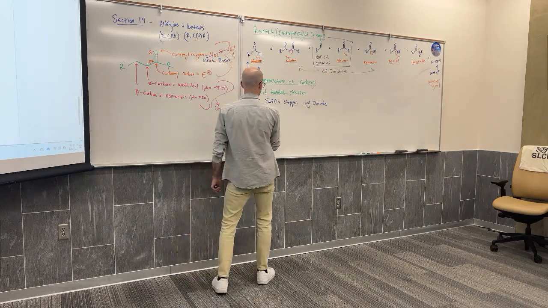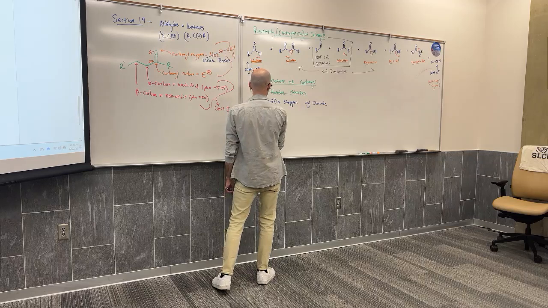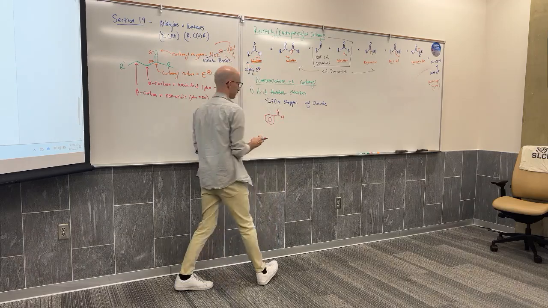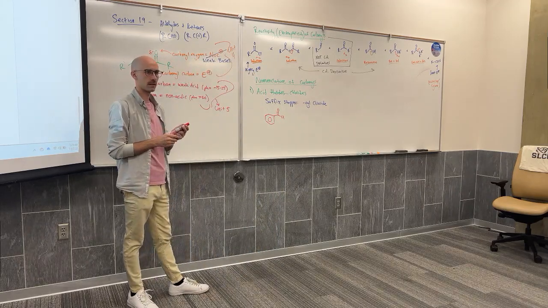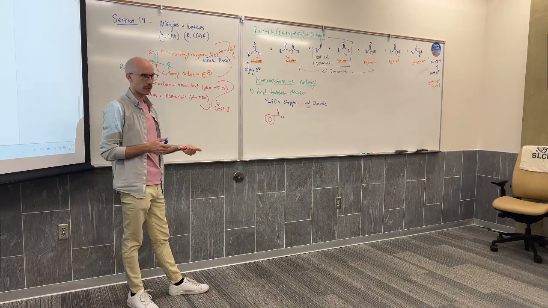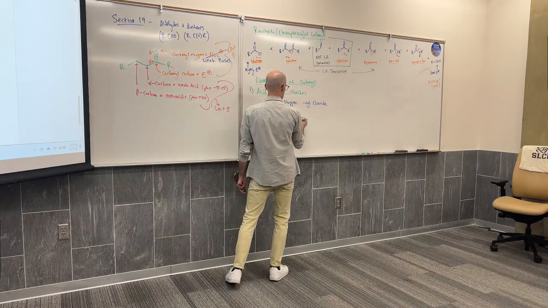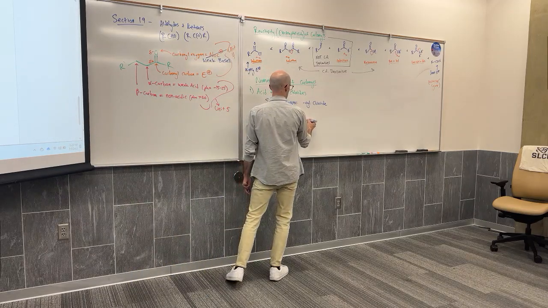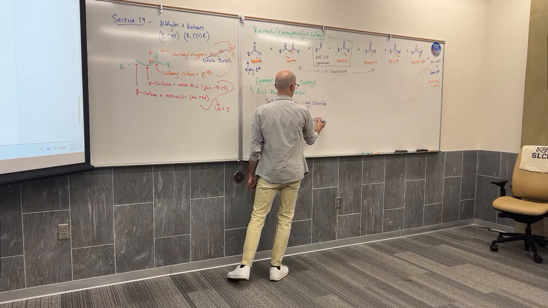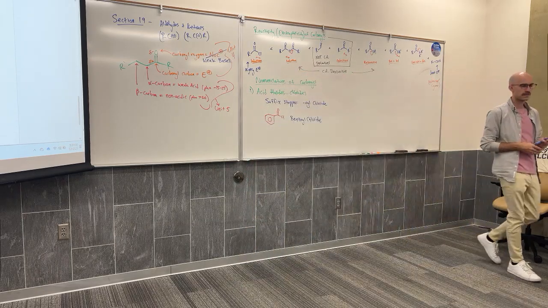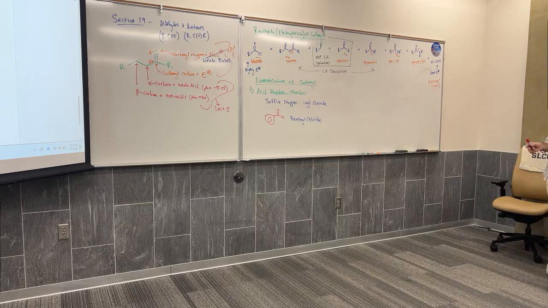So let's look at an example molecule. Benzene with an acid chloride attached. This is benzoyl chloride. Instead of benzaldehyde, instead of benzoic acid, benzoyl.